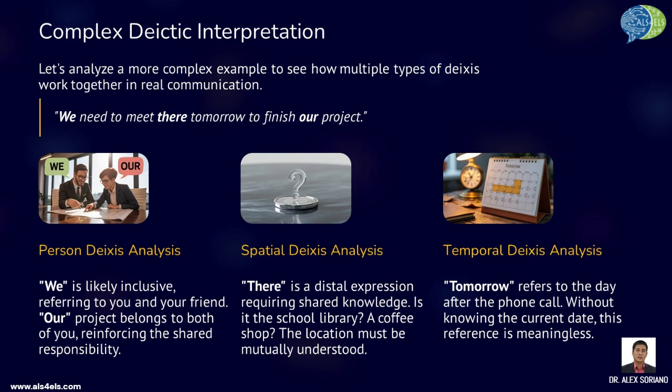Spatial deixis analysis: "there" is a distal spatial expression. We can only understand it if we share the same knowledge of the location. Is it the school library? A coffee shop? We need shared context to know. Temporal deixis analysis: "tomorrow" is a temporal expression. Its meaning depends entirely on the current day. Without knowing what day the sentence was spoken, we don't know what tomorrow means.